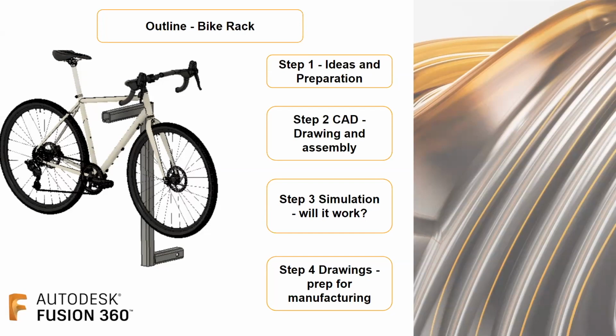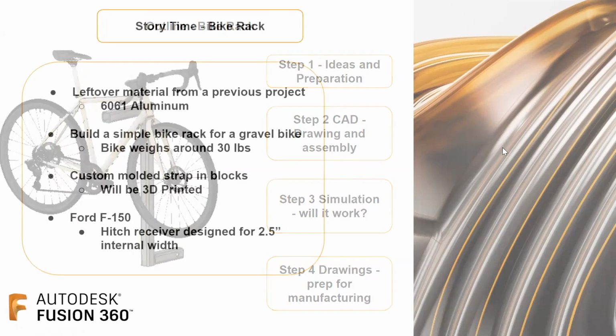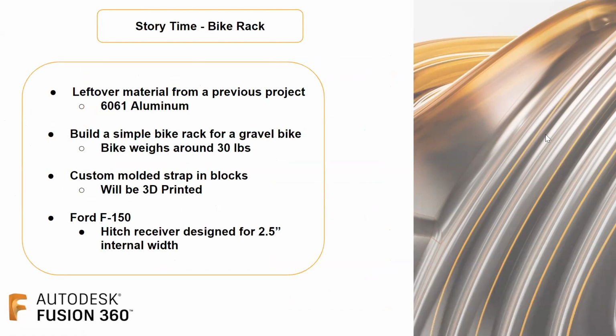All right, so here's the story. We have a little leftover square tubing, 6061 aluminum, from a previous project. It's just lying on the floor in the garage. Might as well make use of it, so that's what we're going to use to create our bike rack today. The bike weighs around 30 pounds or so. We might just draw this for one bike, but when we do the simulation, we can run it to see how many bikes we can actually stack up on there.